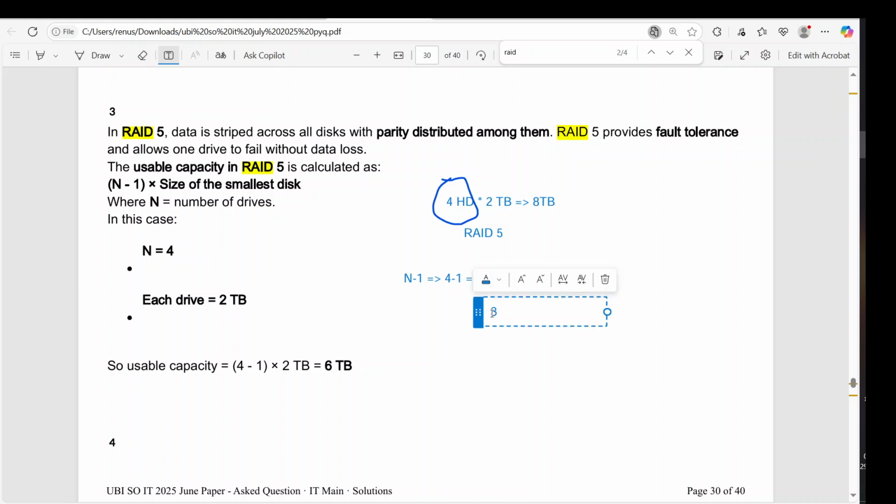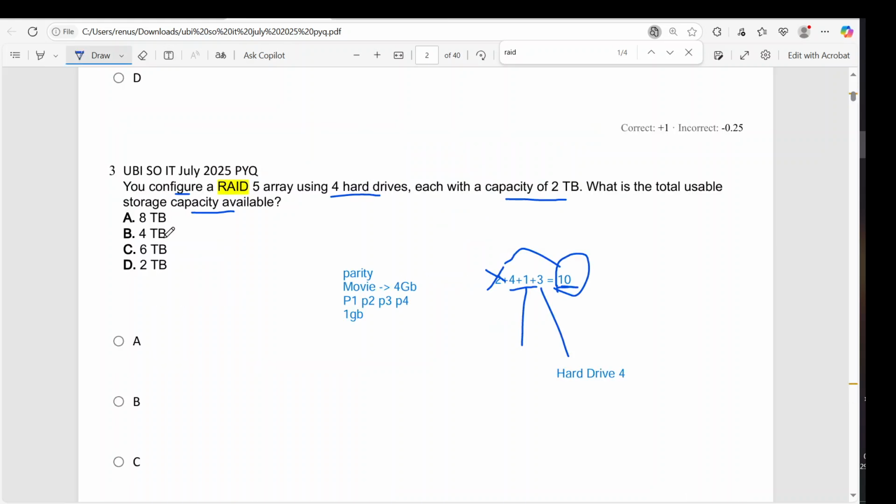Each hard drive is of 2 TB, so the total available space I have is 6 TB. So the right answer for this question is 6 TB. Now I believe you are able to answer the question. So now I will explain in Hindi.